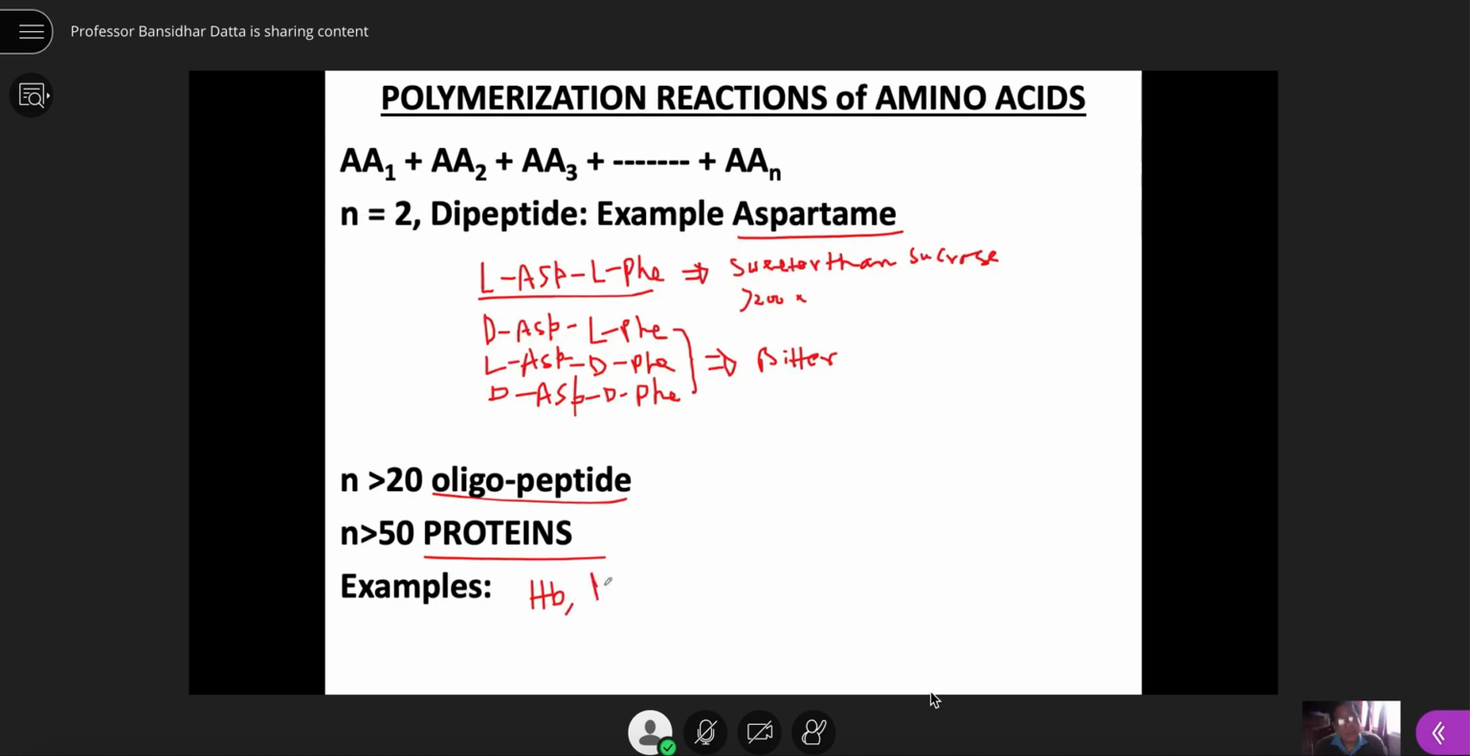Hemoglobin. Can someone tell me what's the function of hemoglobin? I'm not going to give you all, but I'm going to give you some. It transports oxygen in the blood. Very good. Yes. So it is an oxygen carrier. So this one is a carrier protein. It's a carrier protein. So it is an oxygen carrier.